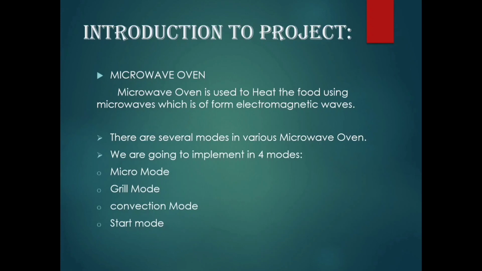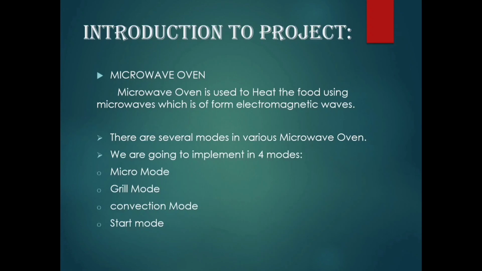A microwave oven is used to heat food using microwaves, which are a form of electromagnetic waves. There are several modes in various microwave ovens. We are going to implement four modes. The first one is micro mode, the second one is grill mode, and the third one is convection mode. These all use a start button to start the microwave oven.